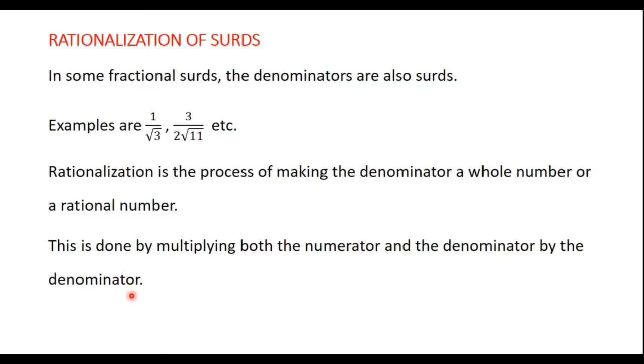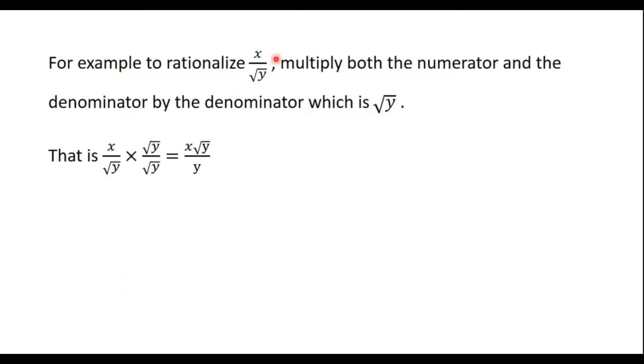Let's pick an example to illustrate this. So if you have x over square root of y, now you can see from here that this is a fractional set and the denominator is also a set. So you have to rationalize this. So what you do is that you multiply both the numerator and the denominator by the denominator, which is square root of y. So it's going to be x over square root of y, which is the fractional set itself.